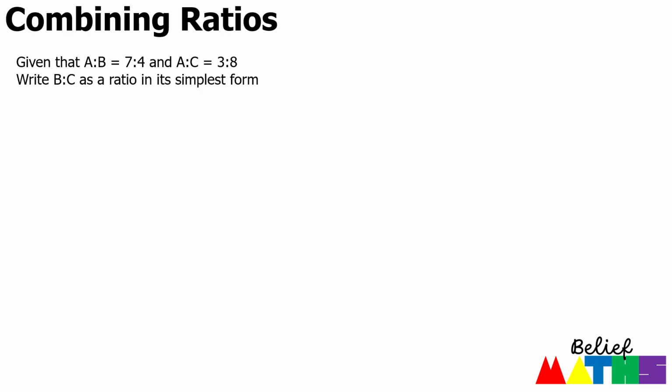Now, combining ratios is another skill. So you're given A to B, you're given A to C, and there should be some level of commonality between those ratios. At least one of the letters should match. So we're going to write this as a single ratio, A to B to C. Now what I do is I stack these underneath each other. So A to B is 7 to 4, and A to C is 3 to 8. And I've got some gaps there, but that's fine.